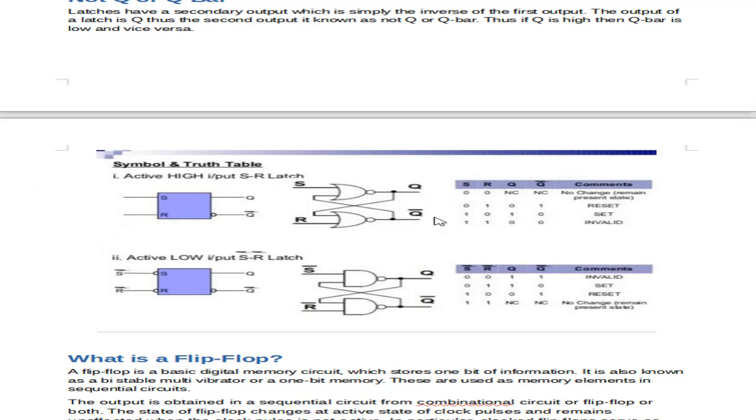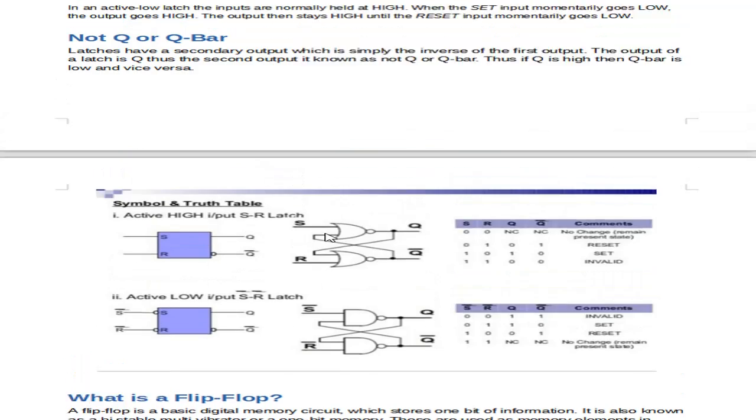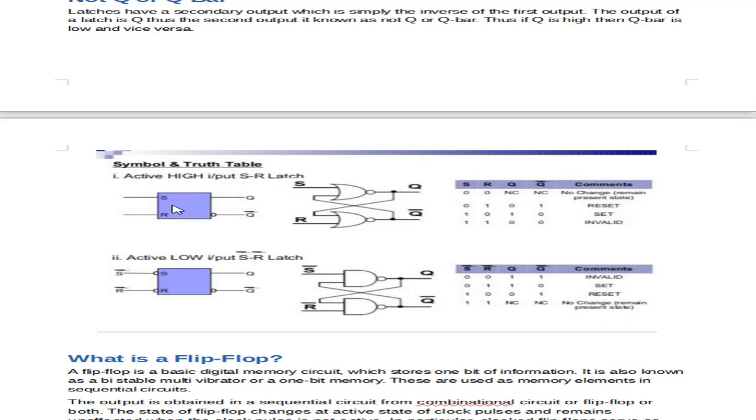Here is an example of the same theory we were talking about. This is an active high SR latch, where we are using NOR gates. And this is an active low SR latch, where we are using NAND gates.